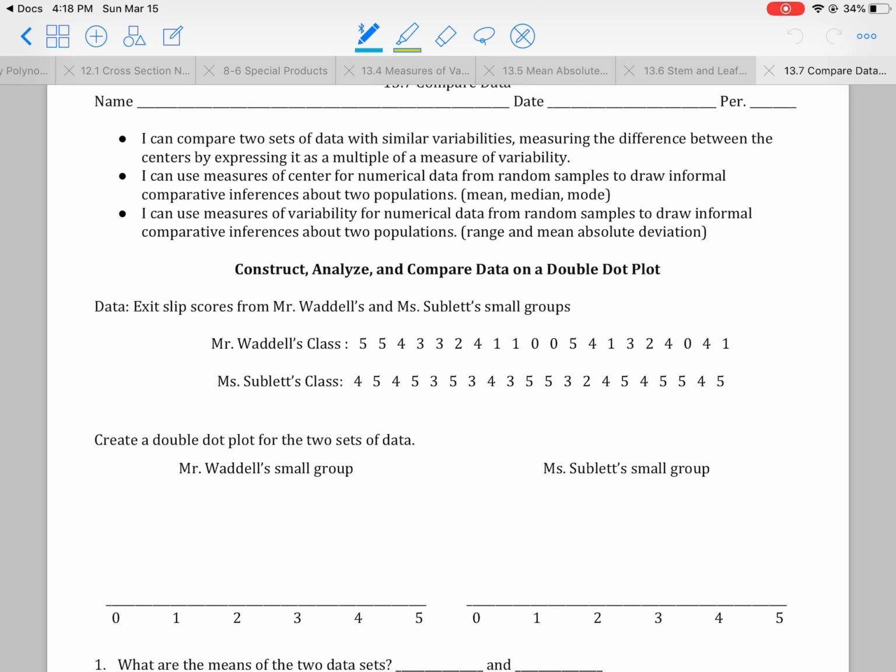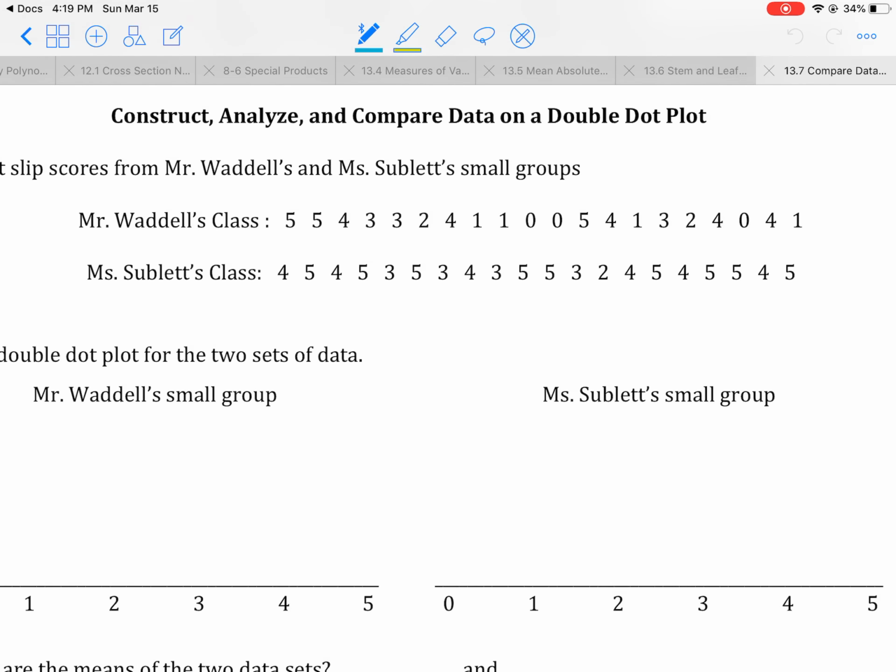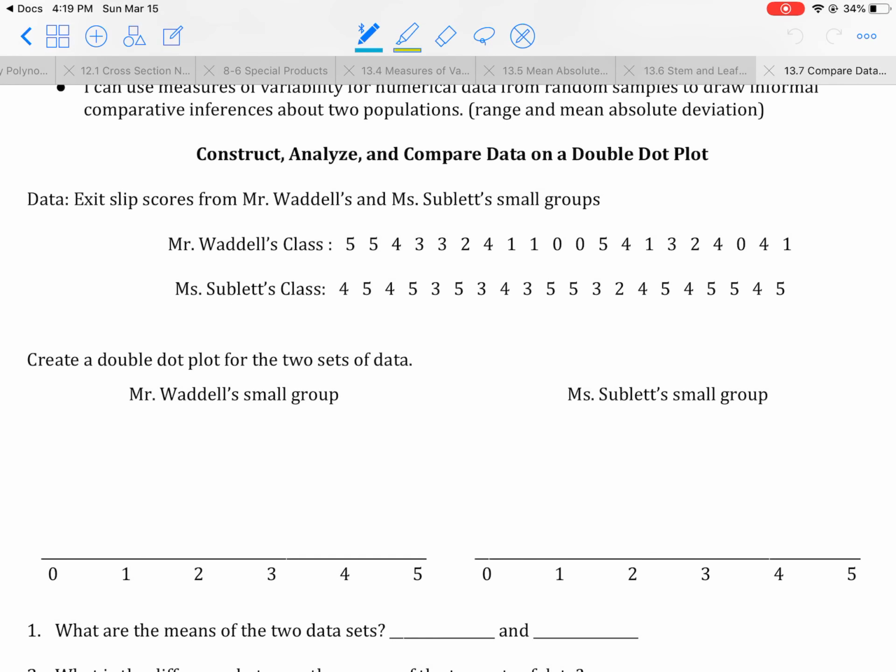Hey guys, I just wanted to go over what you're being asked to do for the comparing data activity. This is a worksheet that has you use data from Mr. Waddell's and my small group exit slip scores. We have these scores and you are going to compare them. So it says construct, analyze, and compare data on a double dot plot.